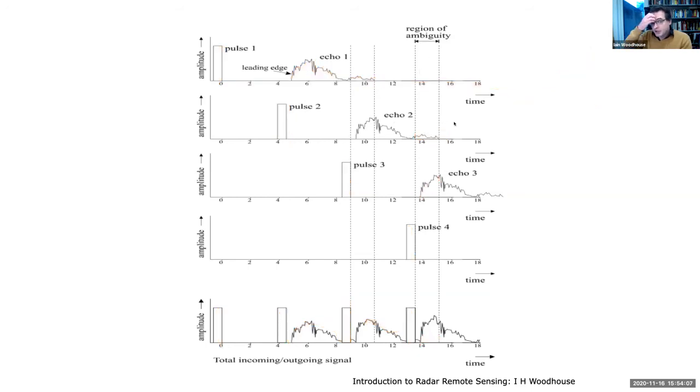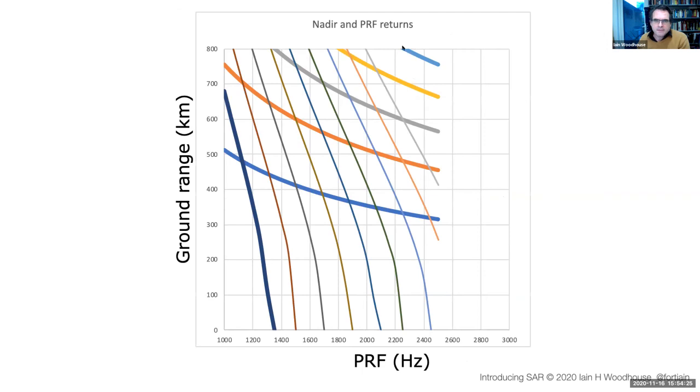And what you can do is plot out all the areas for different PRFs. The PRF is the rate at which you send out pulses, that's your pulse repetition frequency. We can map out what it looks like. I'm going to annotate this graph in a second. So this is our ground range, and this is changes in PRF. So if we change the PRF from, say, 1200 to 2400 hertz, right?